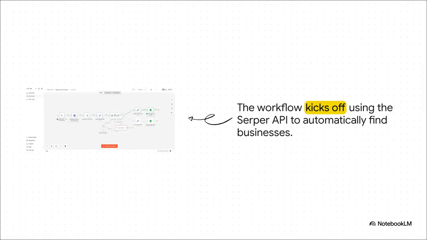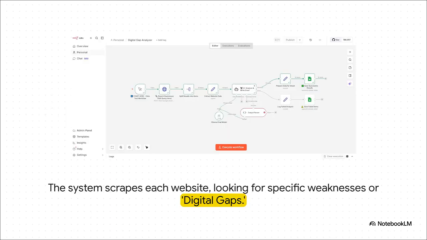All right, let's see what this looks like inside n8n. That's the open source tool that's really powering this whole workflow. Step 1, the search, is what kicks everything off. Using a service called the Serper API, you just tell the system what you're looking for. Dentists in New York or real estate agents in Dubai, and boom, it automatically pulls a list of prospects for you to analyze.